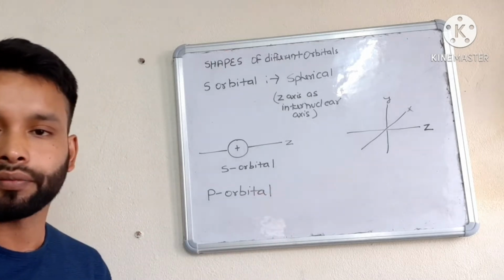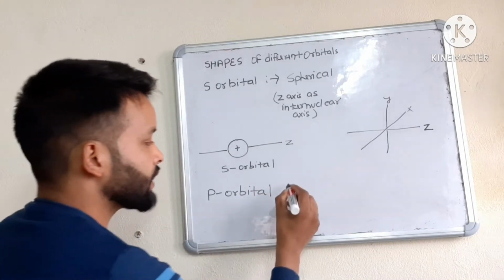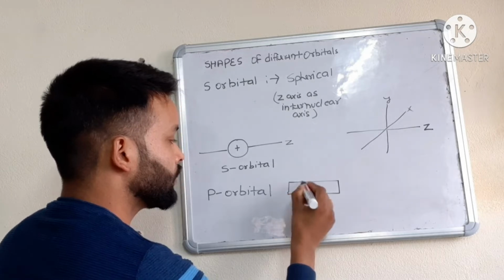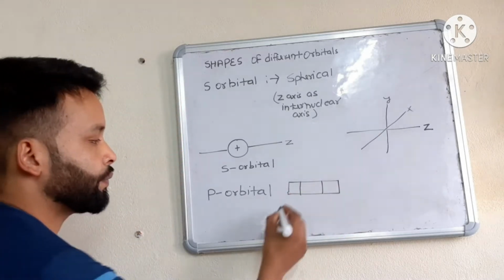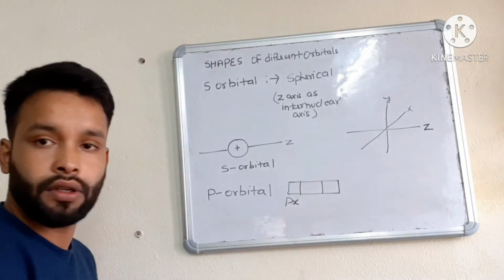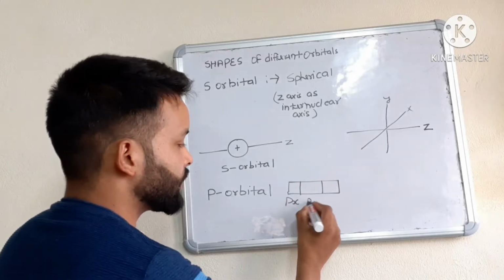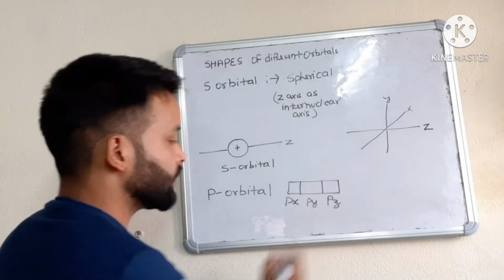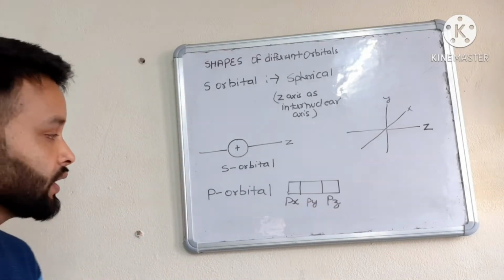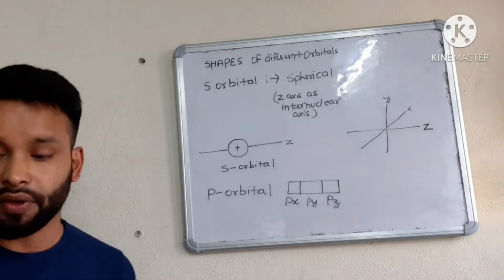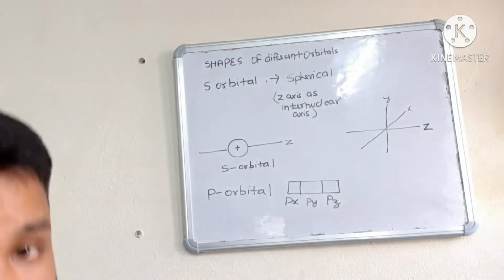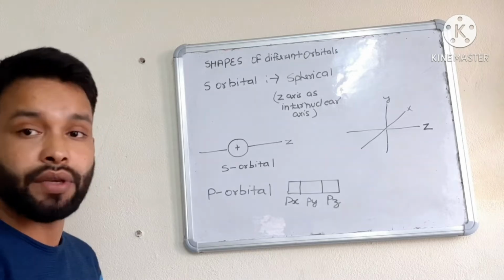After s orbital, we have p orbital. In p, as I told you in my first video, px is present, py is present and pz is present. Px, py and pz are present. And so I'll draw px, py and pz now.